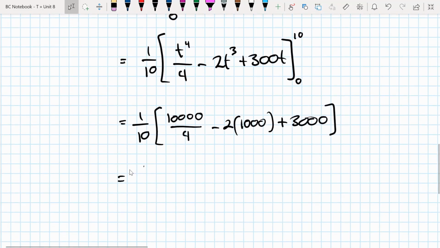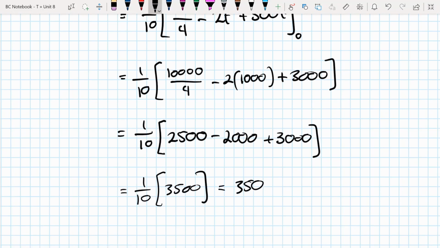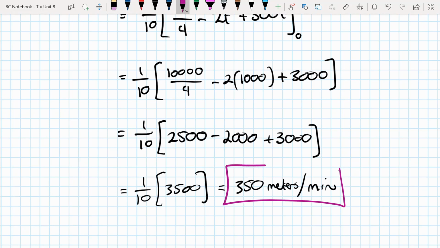So 1/10, well, this becomes 2,500. That's a fourth of 10,000, minus 2,000 plus 3,000. So we get 500 plus 3,000, which is 3,500. And we're going to divide this by 10. So the average velocity is 350 meters per minute for Bob. And that is our answer for letter D.